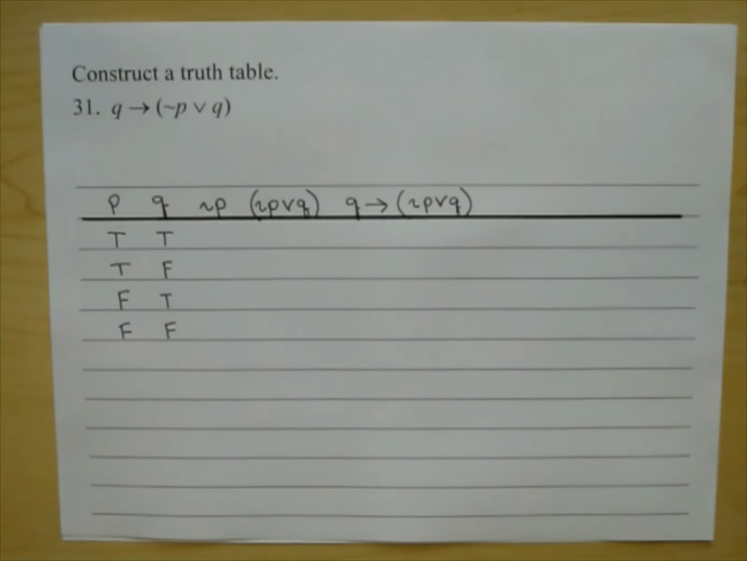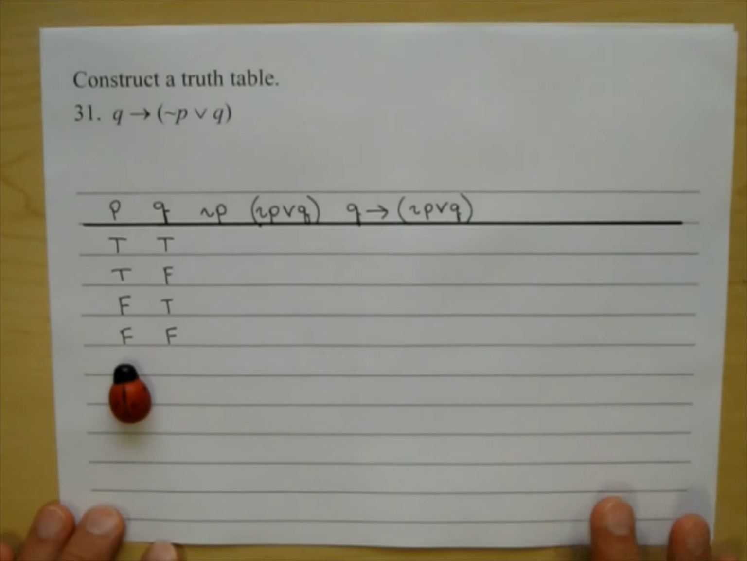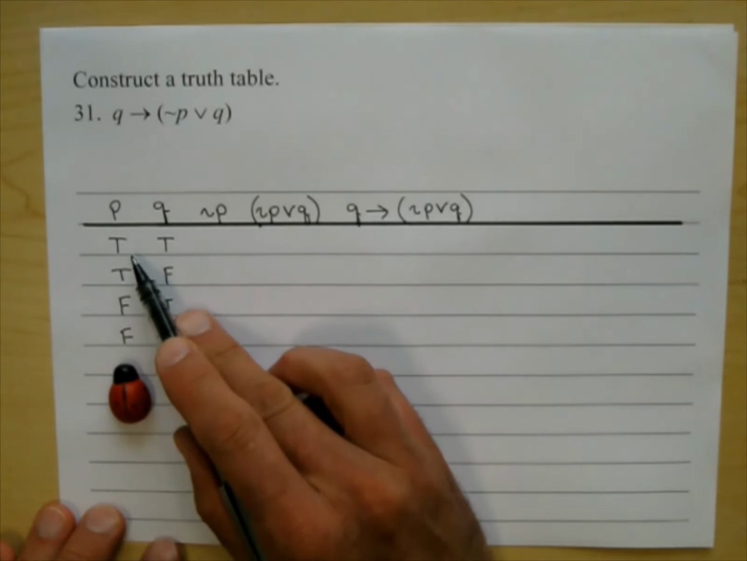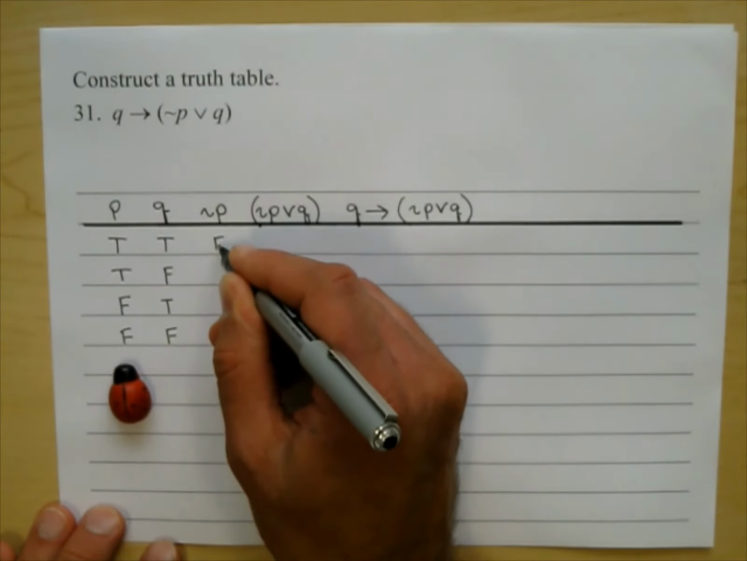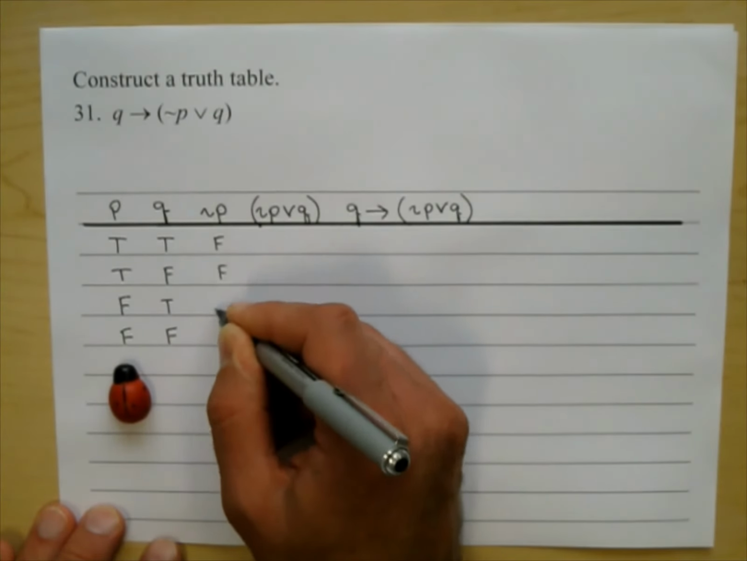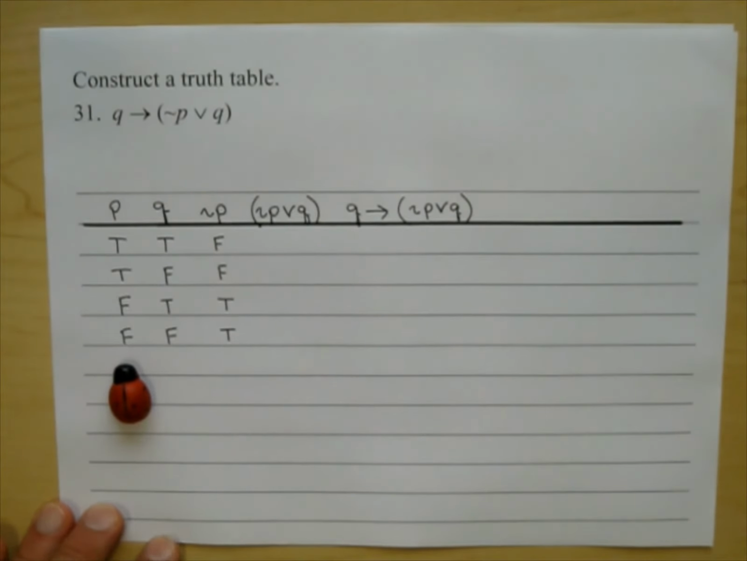So let's see if we can build this truth table. I'm going to go get my bugs. They were on the other side of the room here. And the first thing that I'm going to do is compute the not P column. So P says true, true, false, false. I'm going to write false, false, true, true.